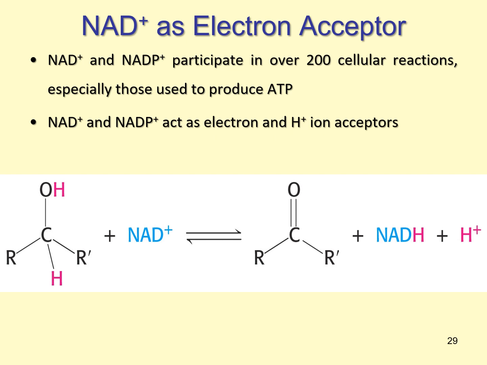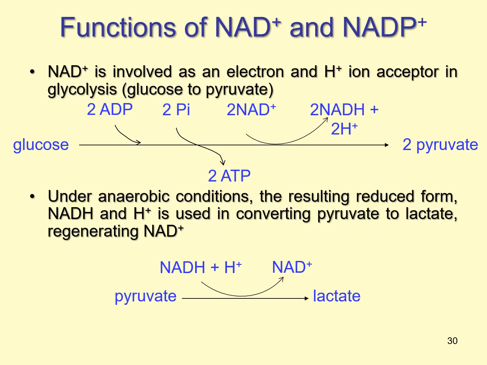So NAD and NADP participate in cellular reactions, especially those used to produce ATP. So this one is a reaction. The main function of NAD is as an electron and hydrogen ion acceptor in glycolysis. Glycolysis means glucose to pyruvate. The conversion of glucose to pyruvate is known as glycolysis. This is also a concept of biochemistry 1 actually. So that phenomenon takes place supported by this coenzyme NAD.